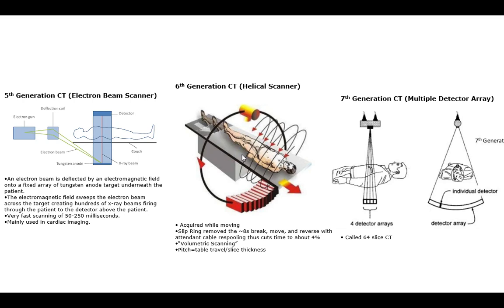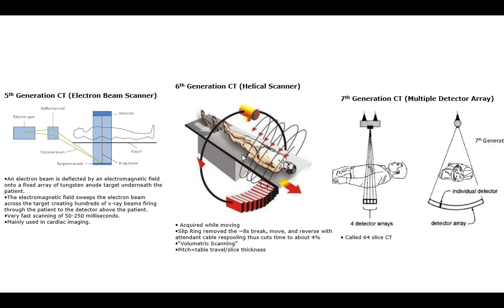So essentially, 6th generation kicks the butt of anything before it. It is faster, it is better, just all around, you can't beat it. It's sometimes called volumetric scanning.